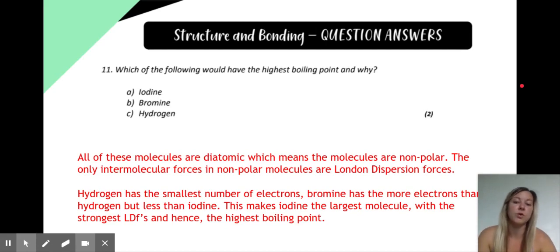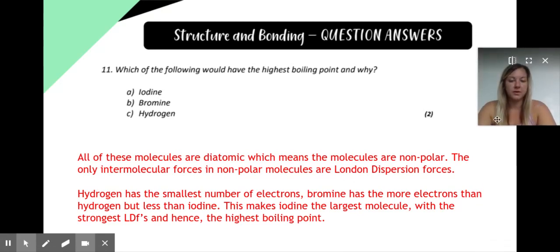Which molecule has the largest number of electrons? That molecule is going to have the strongest London dispersion forces and therefore the highest boiling point. So if we have a look here, hydrogen has the smallest number of electrons. It only has 2 in a molecule. Bromine has more than hydrogen, but iodine has the highest number of electrons. So that means iodine is the largest molecule with the strongest London dispersion forces and the highest boiling point.